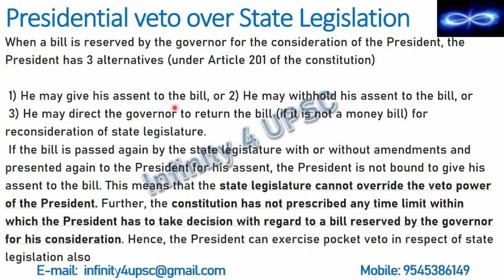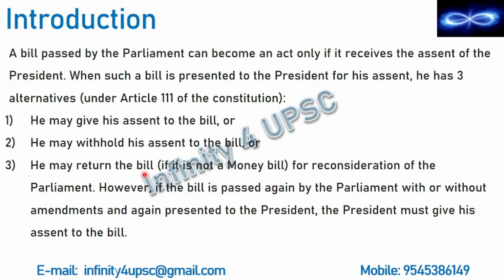So everything is similar, but there is a major difference. What is that difference? If the bill is passed again by the state legislature with or without amendments and presented again to the president for his assent, the president is not bound to give his assent to the bill. We had seen that in case of parliament, when the bill is returned to the parliament and the parliament passes it again with or without amendments and presented to the president, the president must give his assent. That is, this time he cannot reject the bill, this time he cannot return the bill. This time he will have to give his assent to the bill.